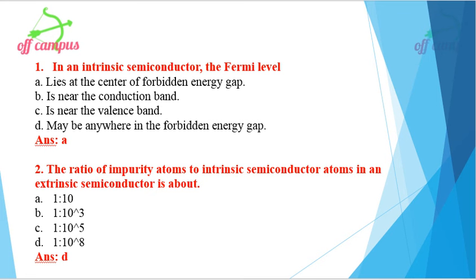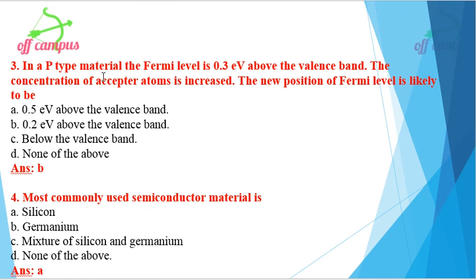Then, in a p-type material, the Fermi level is 0.3 electron volt above the valence band. The concentration of acceptor atoms is increased. The new position of the Fermi level is likely to be, four different options are given. What is given in the question? The concentration of acceptor atoms is increased.